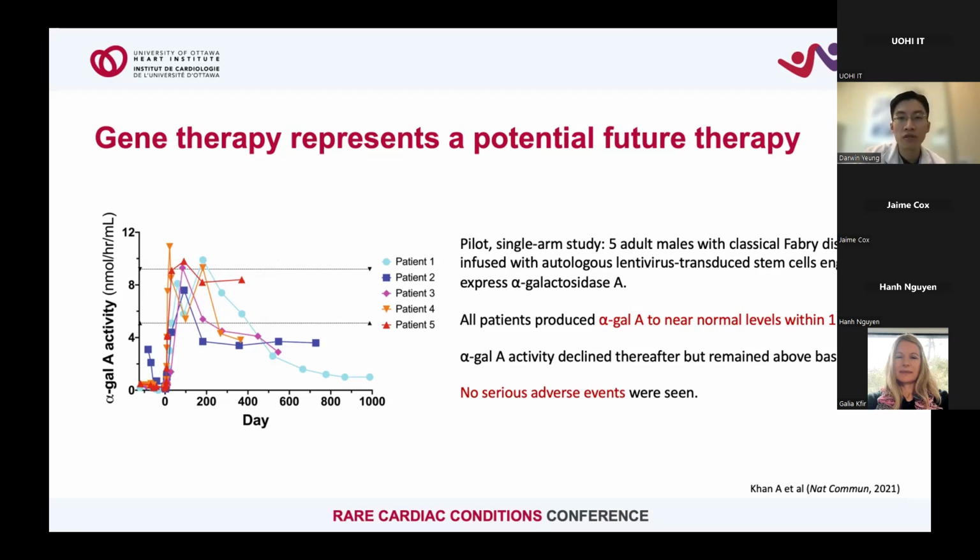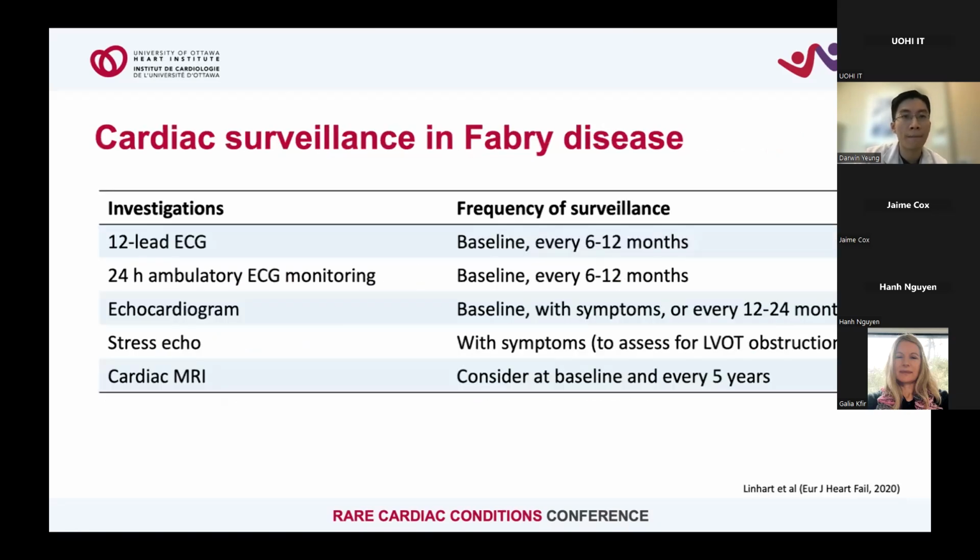Importantly, no serious adverse events were seen. Of course, long-term studies still need to be done before this can be instituted in clinical practice. In terms of cardiac surveillance and follow-up in these patients, there's no clear evidence for this.